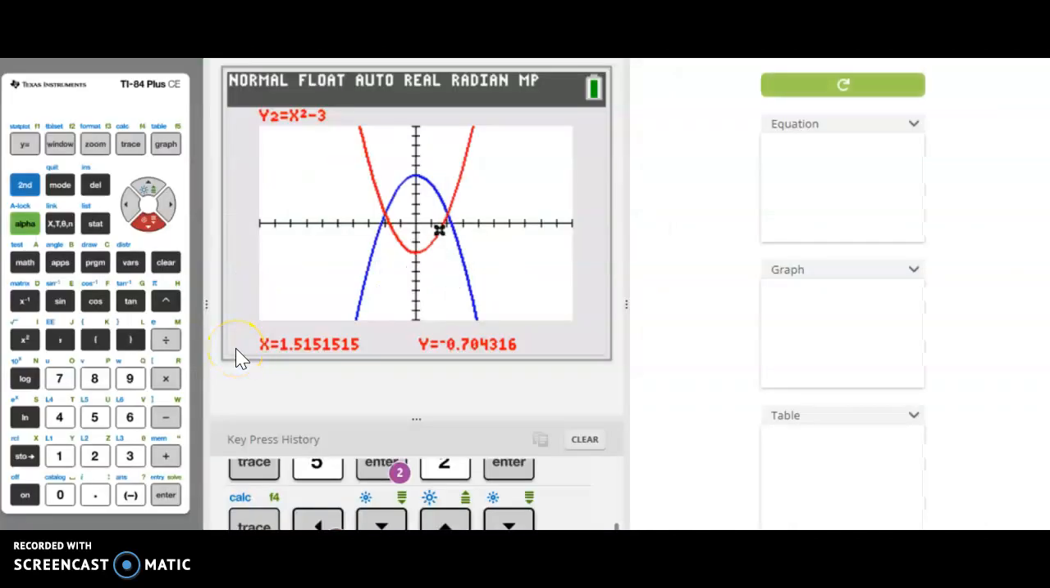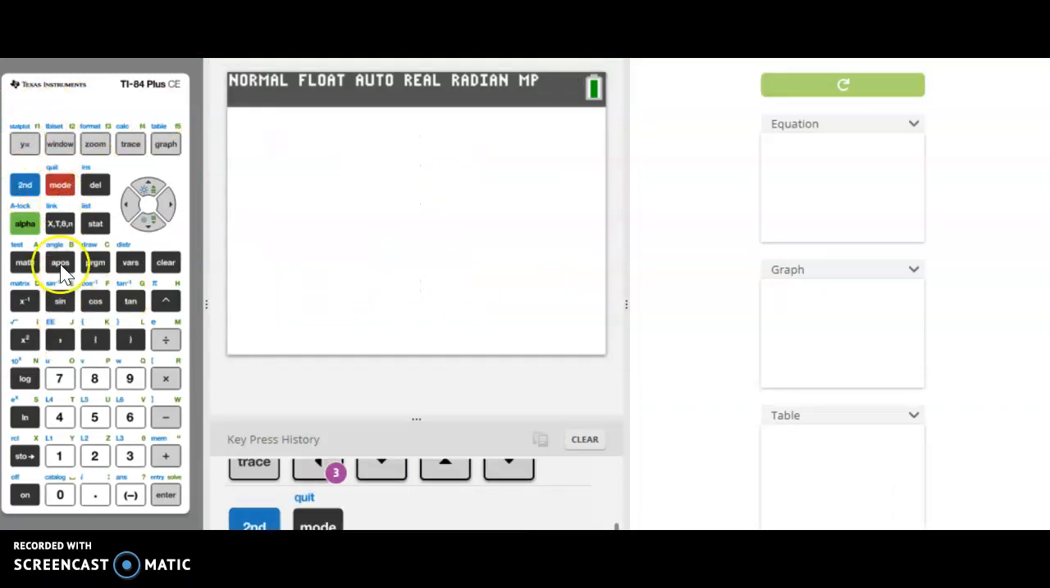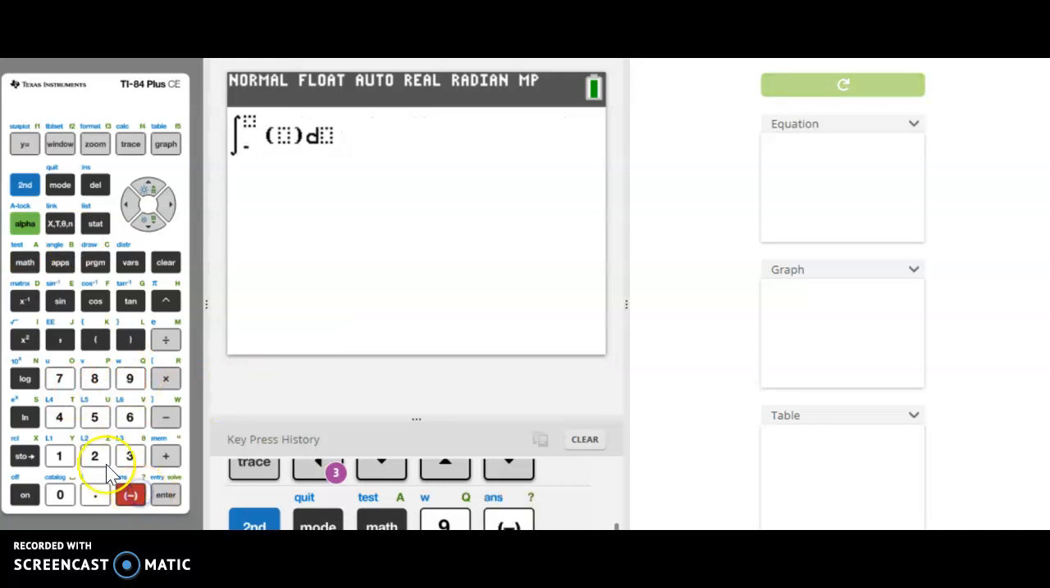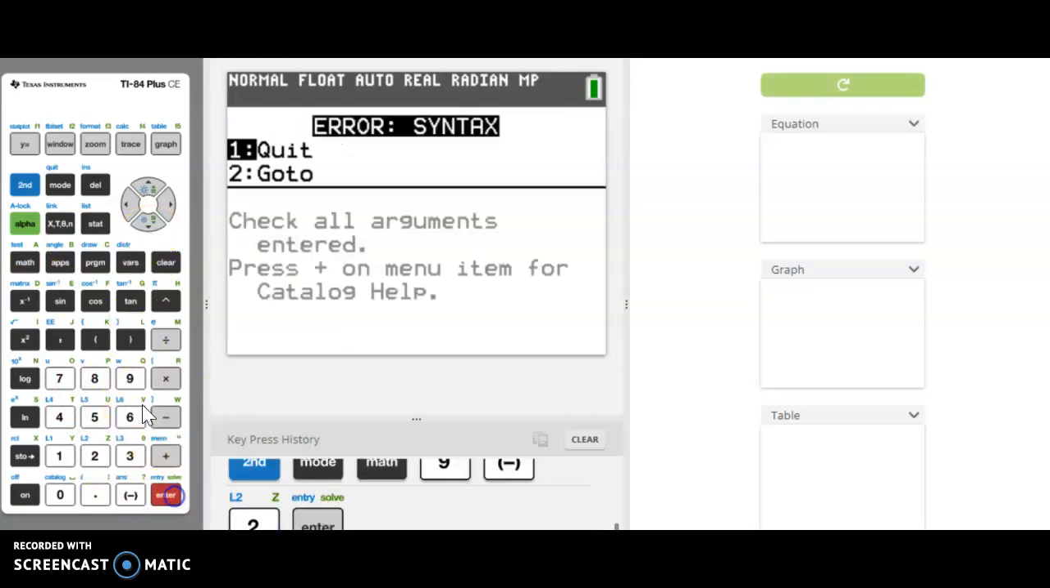So here we are again with the calculator. What I'm going to do is quit out of here. I'm going to use math, and I'm going to use fnint. It's always math 9. I'm going to go -2, enter. Oops.